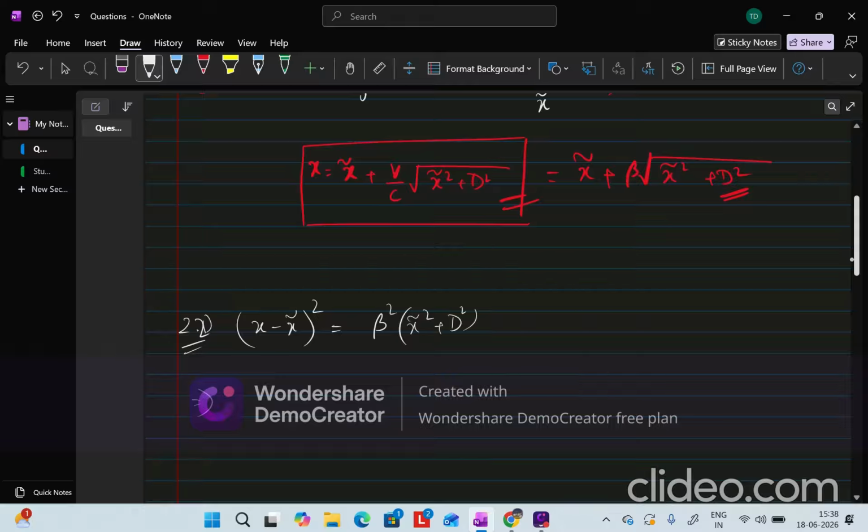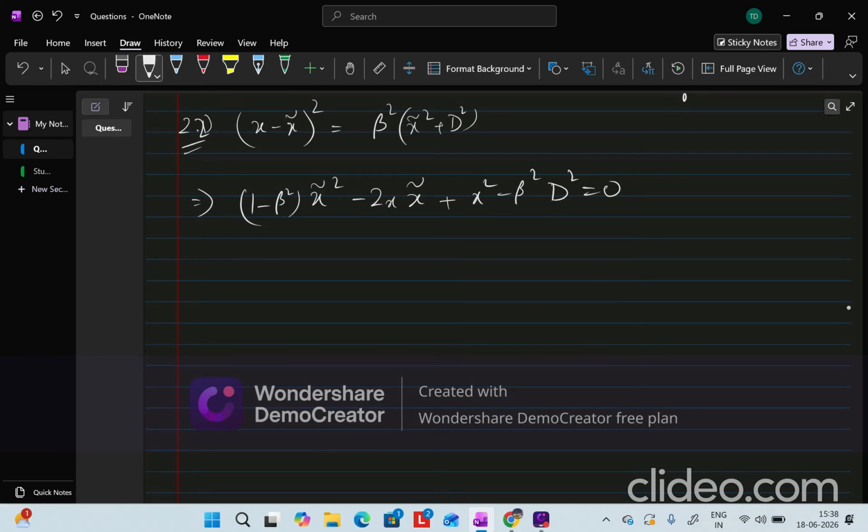And on further simplification, I will get (1 − β²)x̃² − 2x x̃ + x² − β²d² = 0. One thing I know is that 1 − β² equals 1/γ². So putting this 1 − β² equals 1/γ², I will get x̃² − 2xγ² x̃ + γ²(x² − β²d²) = 0. Hence now I have to just solve this quadratic.